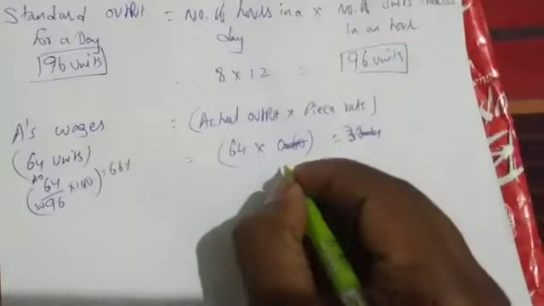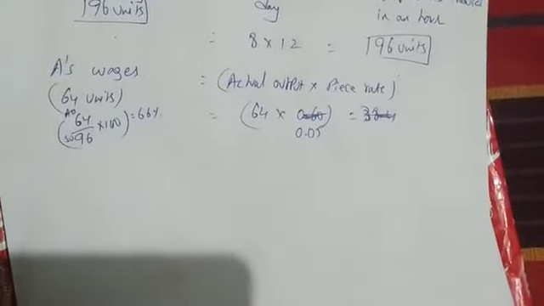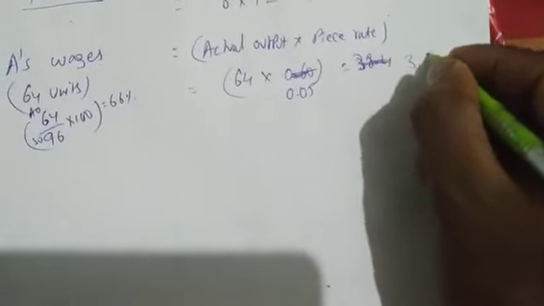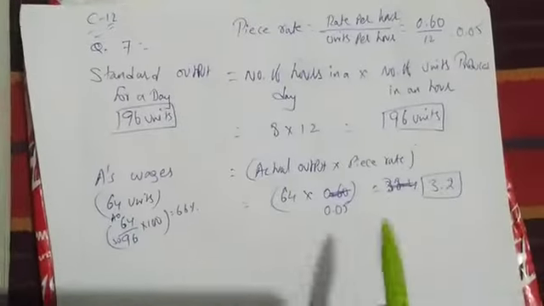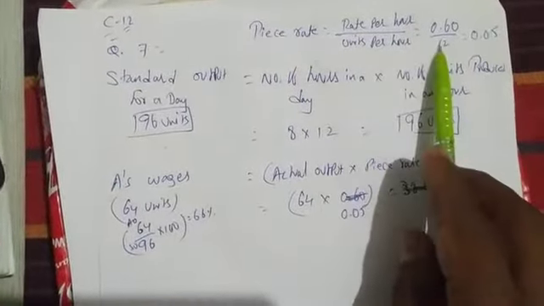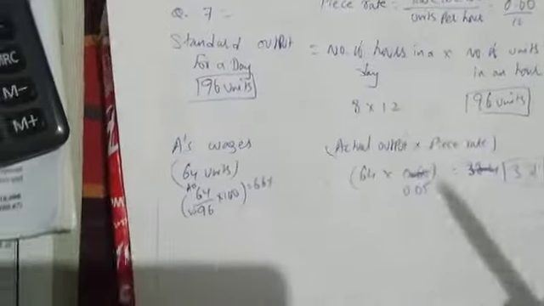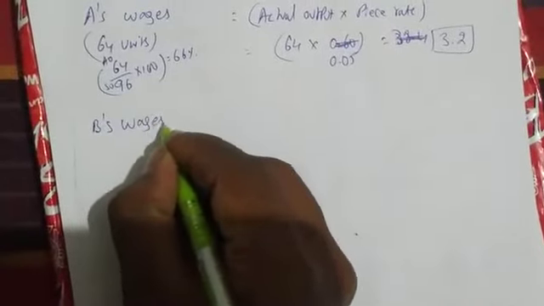Okay, 0.05. 64 into 0.05 is 3.2. So you will receive 3.2 rupees, 3 rupees 20 paise. In the previous problem we have seen both things, right? 0.05 and this, both we have to find out, the piece rate and standard output. Got it? Now B's earnings or B's wages.